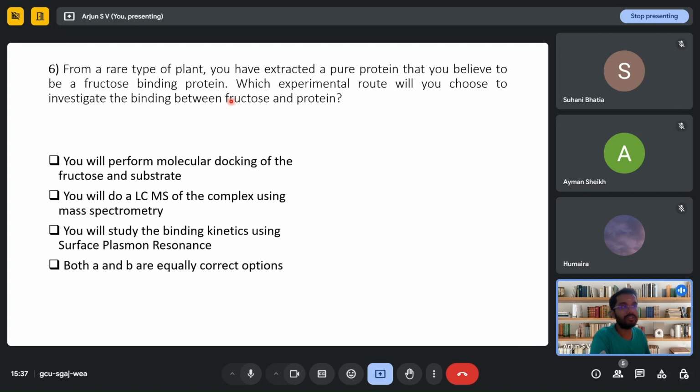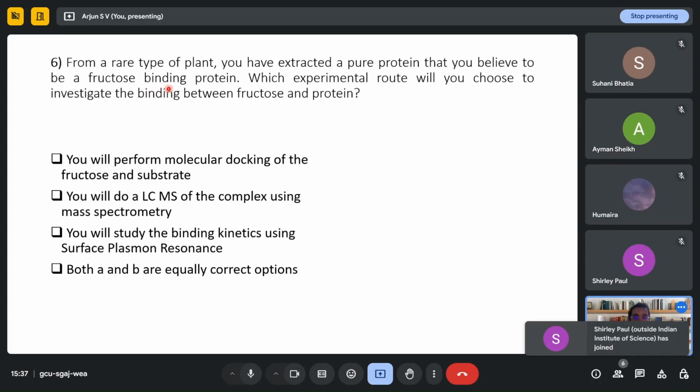I'll read the question once again. From a rare type of plant, you have extracted a pure protein that you believe to be a fructose binding protein. Which experimental route will you choose to investigate the binding between fructose and protein? There are four options here. One is molecular docking, and one is performing an LCMS. LCMS stands for liquid chromatography mass spectrometry, a combination of liquid chromatography and mass spectrometry.